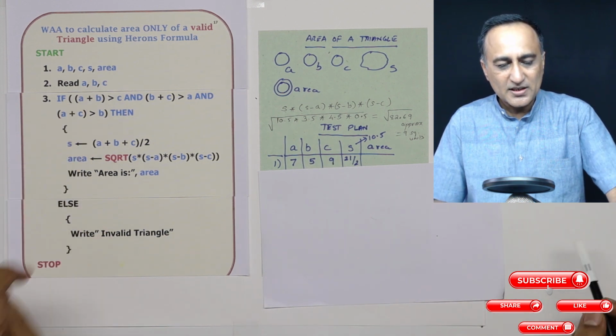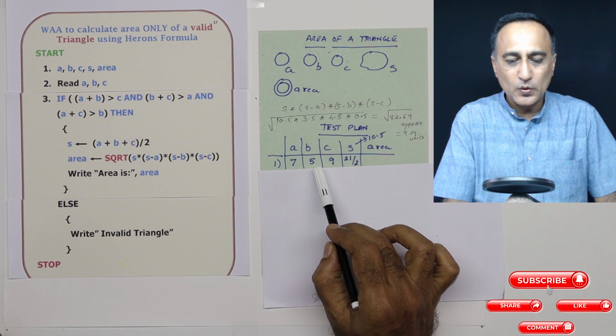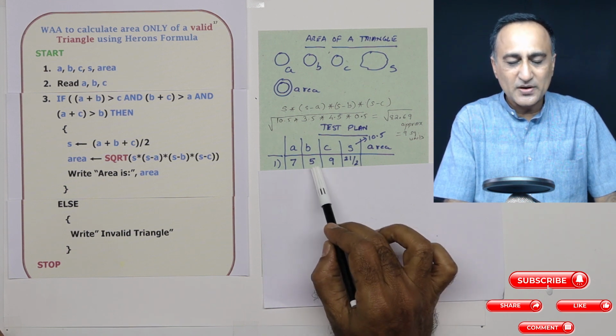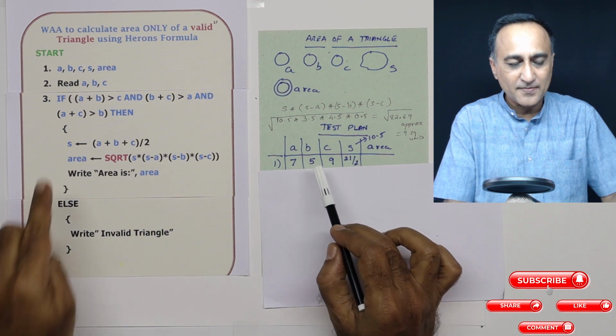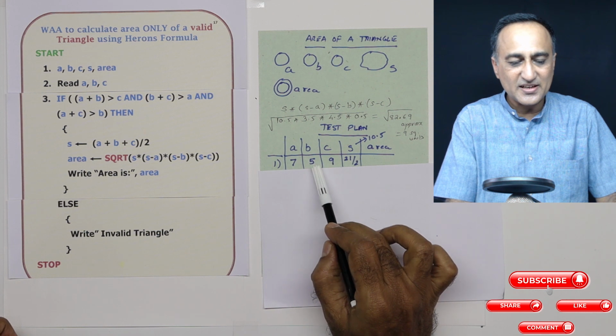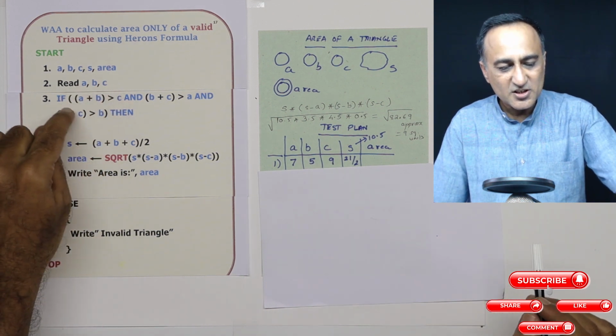Now I'll come to this condition. 7 plus 5 is 12. 12 is greater than 9. Then B plus C, 9 plus 5 is 14. 14 is greater than 7. A plus C, 9 plus 7 is 16. 16 is greater than 5. So now this condition is true.